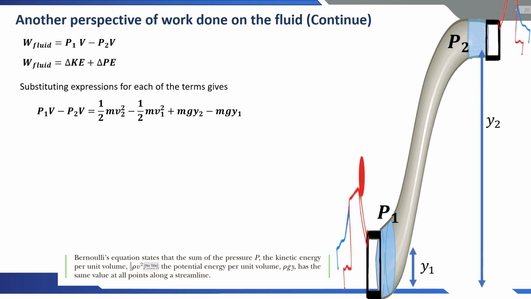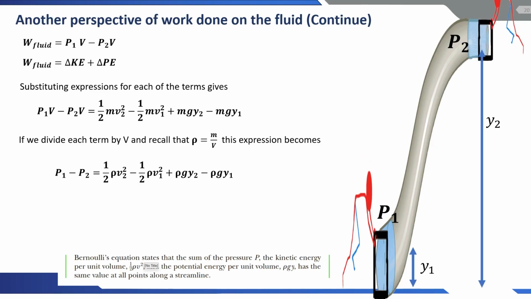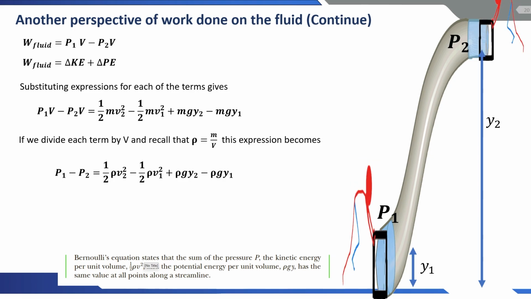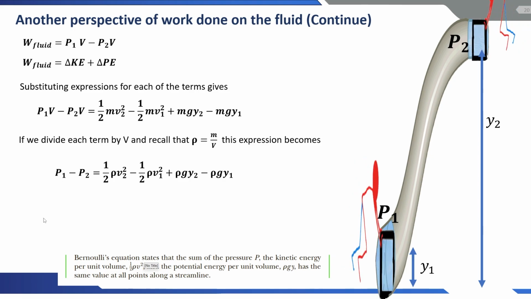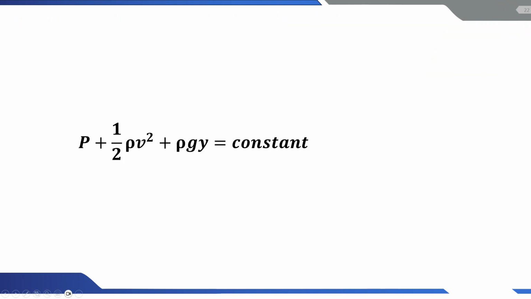Therefore, we can substitute the expression for each of the terms, which gives this equation here. We can simplify this relationship further by taking advantage of the formula rho equal to mass over volume and dividing all the terms by V, or volume, which will give us these equations here at the bottom. Apart from that, we can further simplify this equation into this form here.